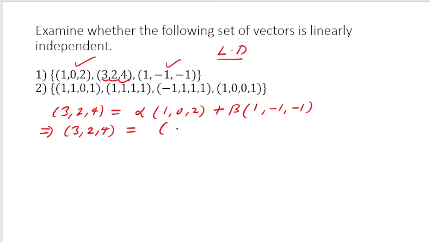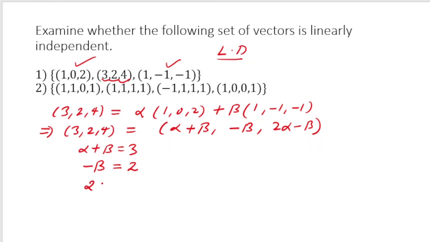You get alpha from here and plus beta from the second term. So alpha plus beta. If you multiply alpha into 0, you will get 0, and beta into minus 1 is minus beta, so you will get minus beta. And from the third, you will get 2 alpha minus beta. So if I compare this, I will get alpha plus beta is equal to 3. I will get minus beta is equal to 2, and I will get 2 alpha minus beta is equal to 4. So I already have got the beta value.